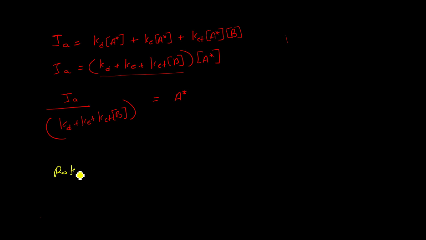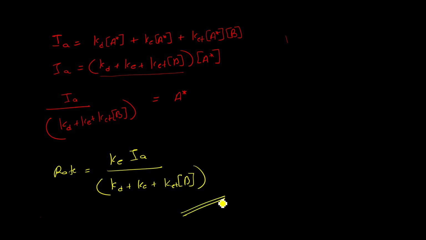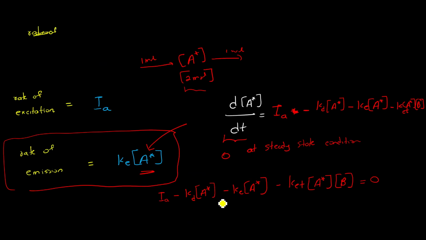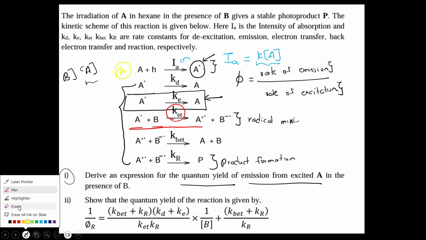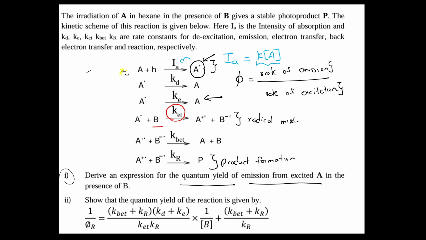Rate is equal to Ke and then the A star term here, Ia over Kd plus Ke plus KetB. Here we have obtained the rate for the emission. So you can see it's not a big deal, right? It's not a big deal, even though the question is giving you a whole lot of information and a lot of symbols and stuff.